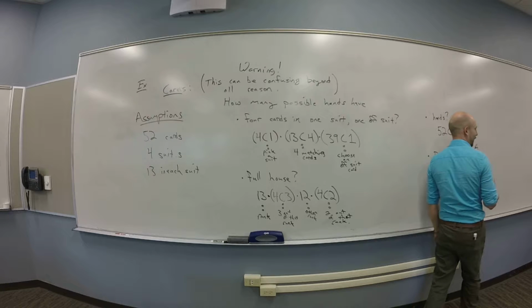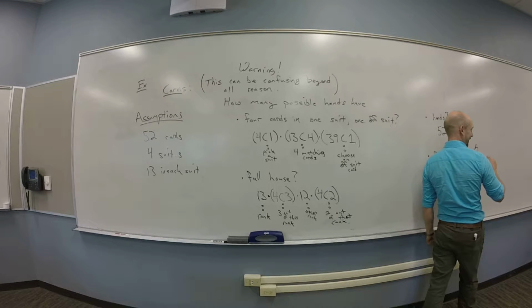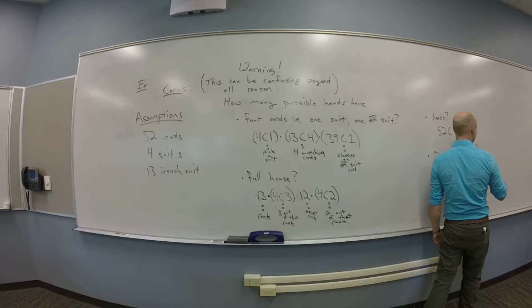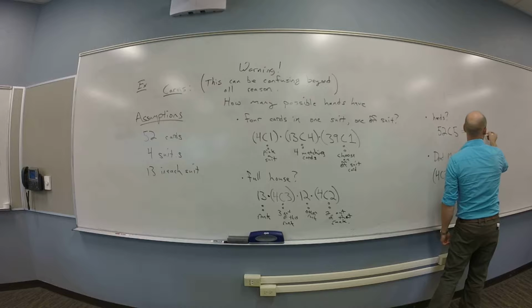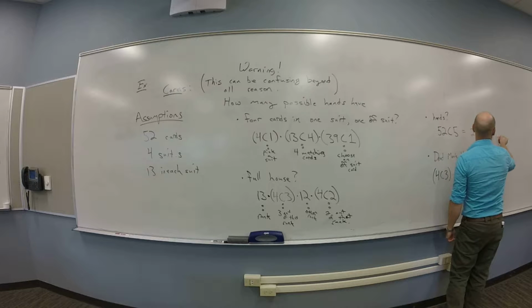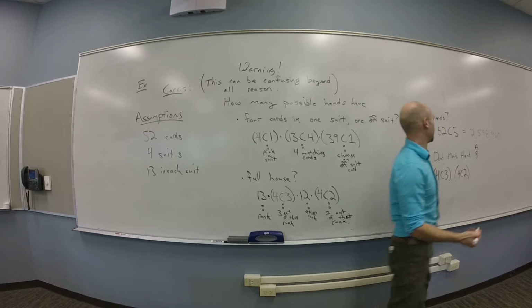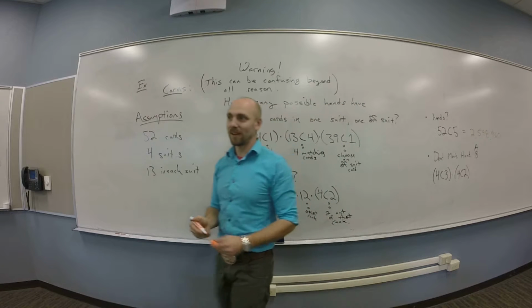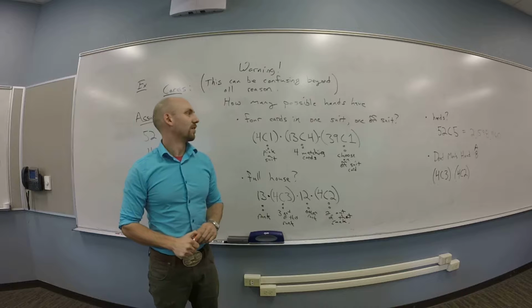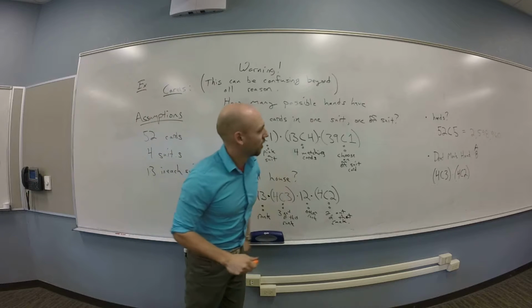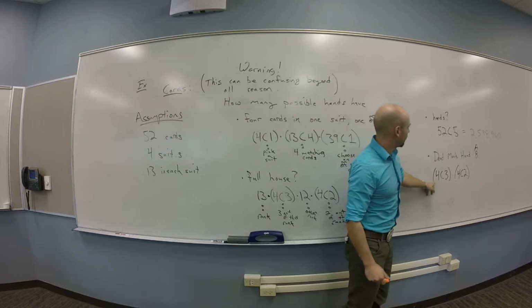2,598,960. Say that in scientific notation. The whole thing? Just say it again. 2,598,960. Okay, so 2.6 times 10 to the 6th card hands, roughly. Round up the bottom.